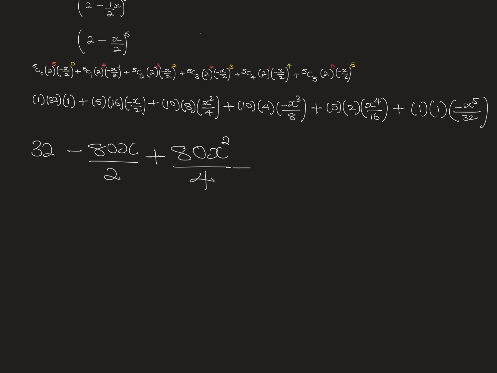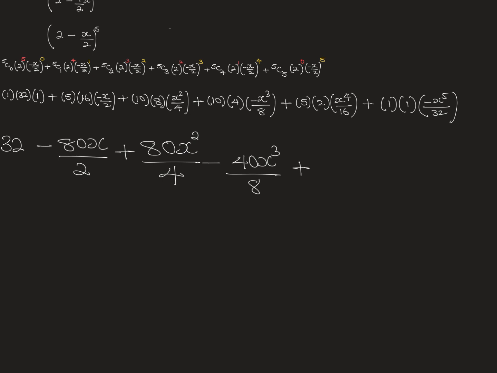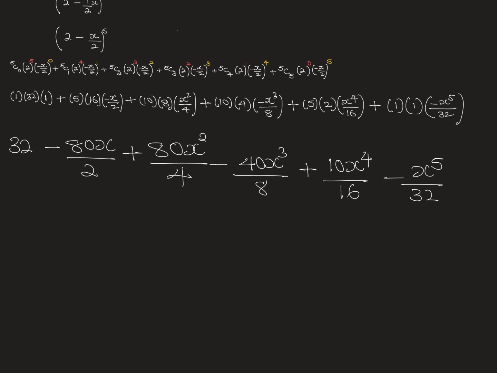That will be minus 40x to the power 3 over 8, then plus 5 times 2 times x to the power 4 will be 10x to the power 4 over 16. Then 1 times 1 times minus x to the power 5 is the same as minus x to the power 5 over 32.